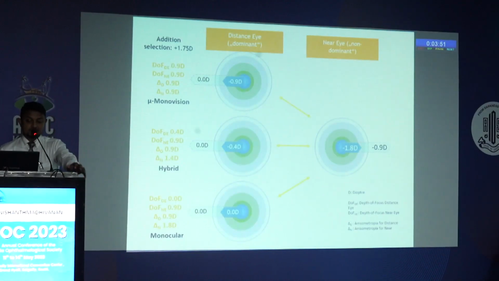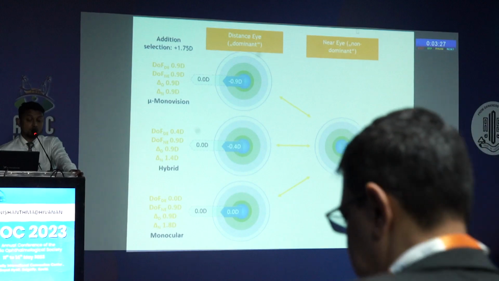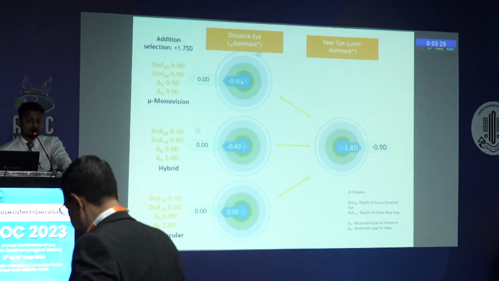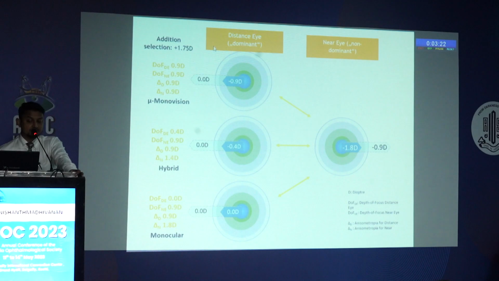To summarize in a single picture, let us take a patient who has an addition of +1.7 diopters. In micro monovision, the dominant eye, which is for distance, is going to have a full correction, and the patient is completely corrected, and for near it will be exactly half. The quarter of this will be there for near. And for the hybrid, the distance is corrected. Let's come to the non-dominant eye later. For the distance it's completely corrected and it will be half of what we are correcting for near.